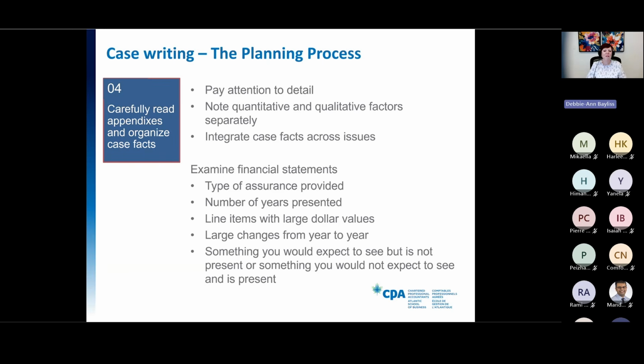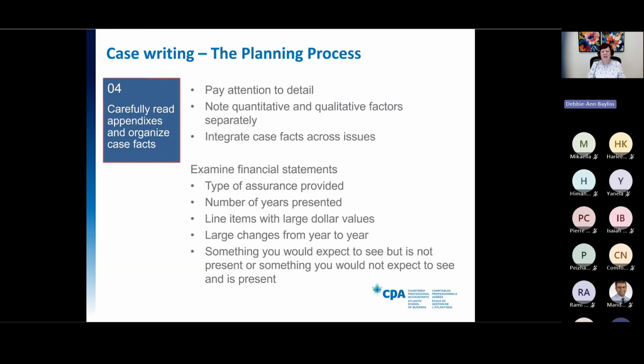If you're asked to examine financial statements, there's several things you should be on the lookout for. What type of assurance has been provided? If the financial statements are unaudited, that means that there's a good chance that adjustments need to be made. Look at the number of years that are presented. If you are asked to calculate ratios, and you're presented with 3 years, that means you need to calculate the ratios for all 3 years. It also means that you need to discuss the trend. Is the ratio improving? Is it getting worse? Or is it stable?